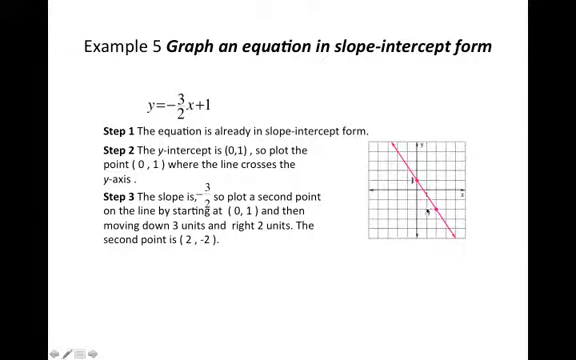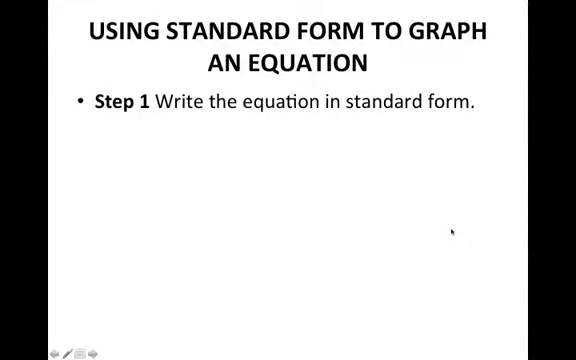And you can go down 3 and right 2 to get the second point at 2, negative 2. Just so you know, we could have also, starting at 0, 1, gone up 3 and left 2, and we would have ended up on another point on the line. And then you just draw in the line.